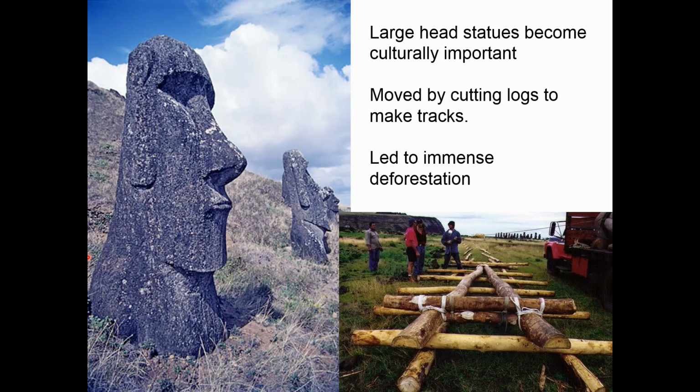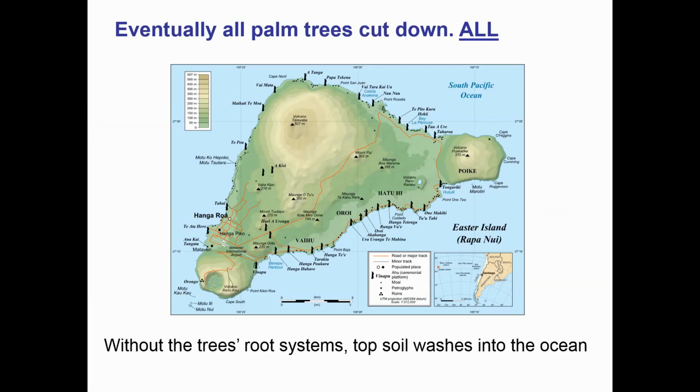Now these statues were moved by cutting logs to make tracks and also using ropes to walk them around. And the desire for these head statues was so strong, it actually led to immense amounts of deforestation, as people, even if they didn't need the land for agriculture, were so desperate to move these statues around and put them in front of their houses, they would cut down trees in order to make tracks and move them. And eventually, all the palm trees on the island were cut down.